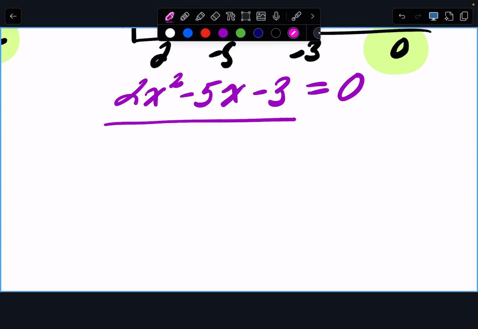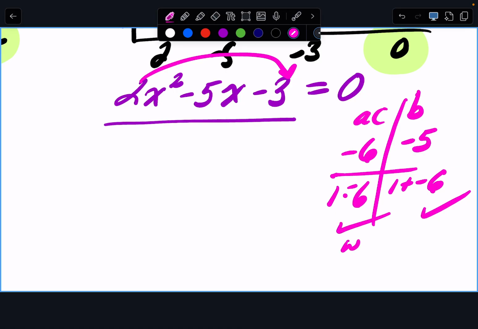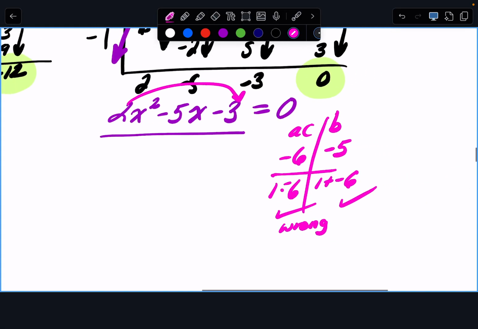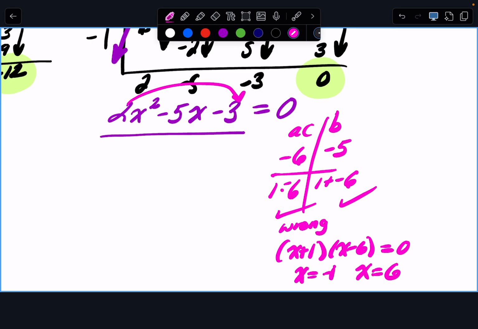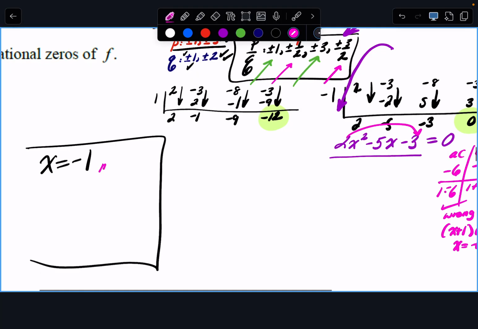Here we go. What multiplies to be a times c and adds up to be b? What multiplies to be negative 6 and adds up to be negative 5? It's going to be 1 and negative 6. 1 plus negative 6 is negative 5. 1 times negative 6 is negative 6. Now watch, this is wrong, but I'm going to show you what students are going to do. They're going to go x plus 1 and x minus 6 equals 0. So they're going to get x equals negative 1 and x equals 6. They're then going to go to their bucket of solutions and say negative 1, and they're going to say multiplicity of 2. This is wrong, so you shouldn't be writing it down, just watching.